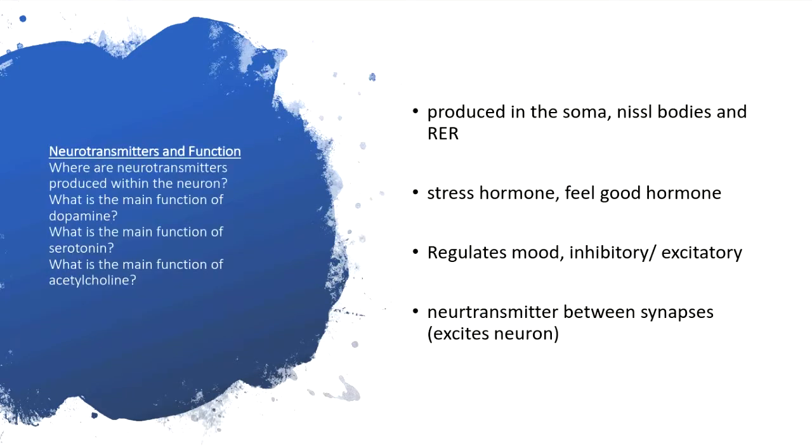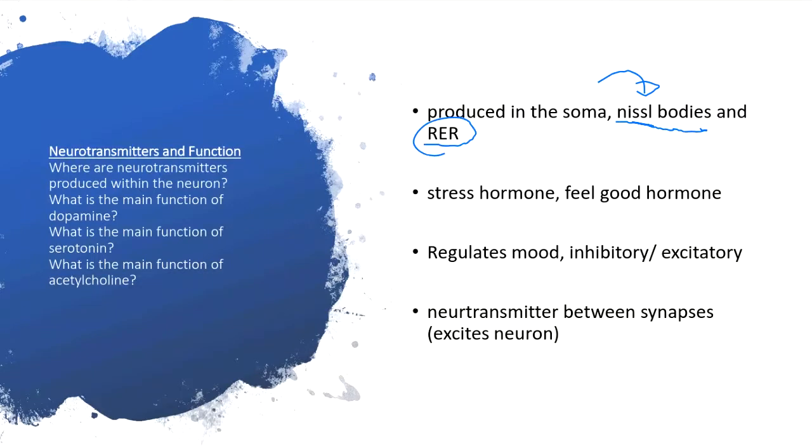All right. So where are neurotransmitters produced? Within the neuron. So we said Nissl bodies was one of them. Okay. So they are also produced in the soma and the Nissl bodies, and also the rough endoplasmic reticulum.